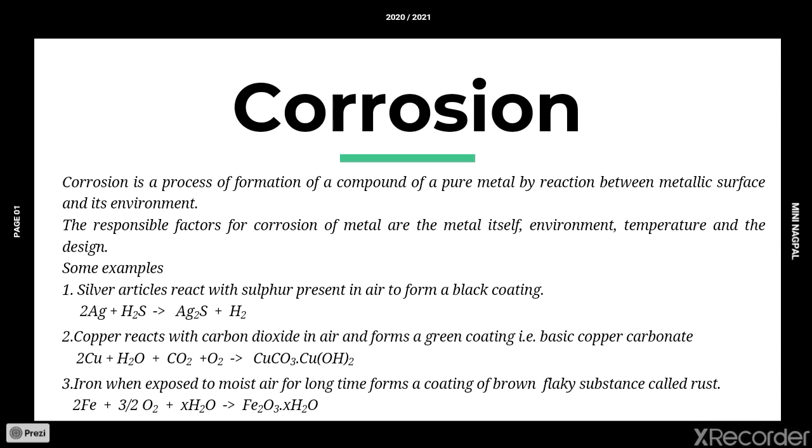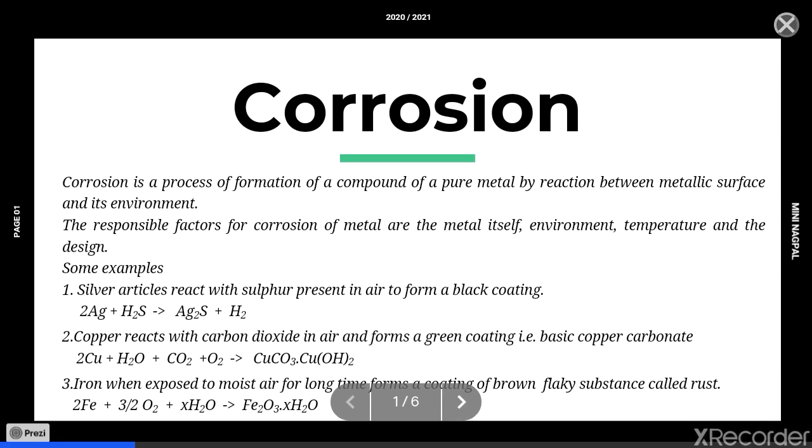Now, why does silver turn black? We have given a reaction also over here. It turns black because it combines with hydrogen sulfide gas in the air and forms silver sulfide. Now, this silver sulfide is black in color, hence it appears to be black. Now, copper. Why do the copper articles turn green? Because copper reacts with moisture, carbon dioxide, and oxygen present in the air and forms a compound, basic copper carbonate. Basic copper carbonate is green in color, hence the copper articles turn green.